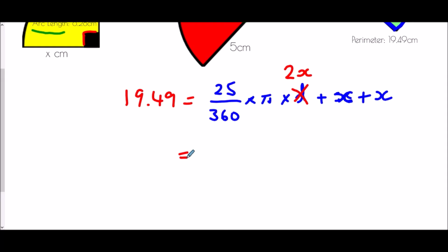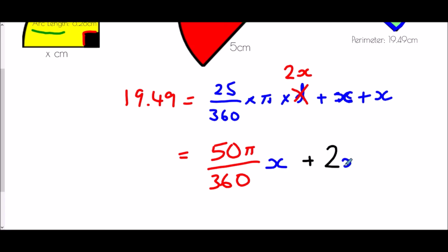on the right-hand side. And so, if 25 over 360 is being multiplied by pi, I can call that 25 pi. But it's also being multiplied by 2x, and so I'm going to multiply all of this by 2, and therefore I would have 50 pi over 360, and that would be multiplied by x. The addition is then just adding 2x. Now, it may seem strange that I've done all of this, but there is a very good reason for it.